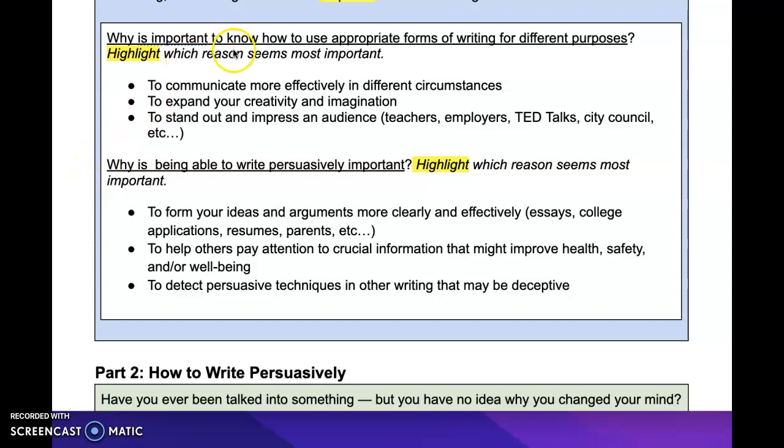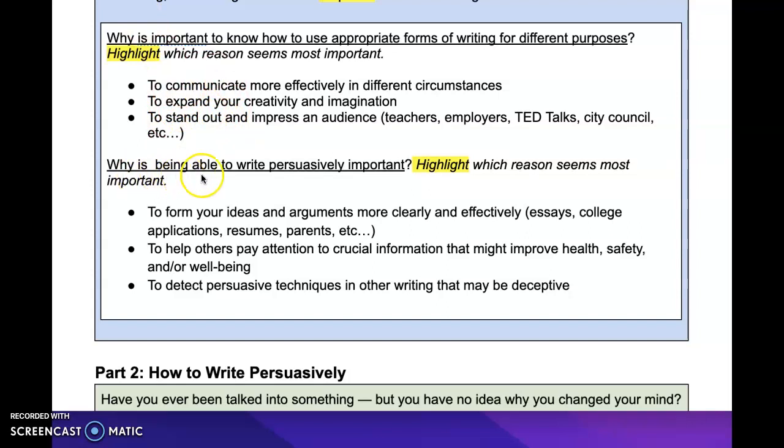Why is it important to know how to use appropriate forms of writing for different purposes? You're going to highlight which reason seems the most important to you. Here are 3 reasons. First, to communicate more effectively in different circumstances, to expand your creativity and imagination, and to stand out and impress an audience, teachers, employers, TED Talk, City Council, etc. So highlight which one of these you think is most important.